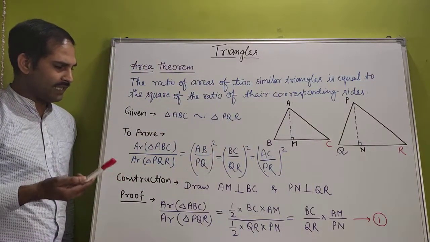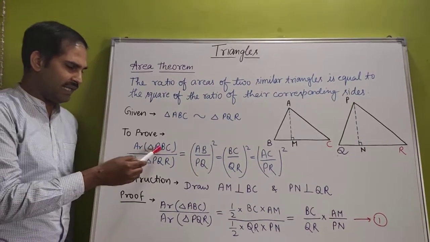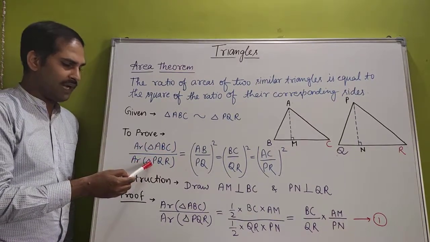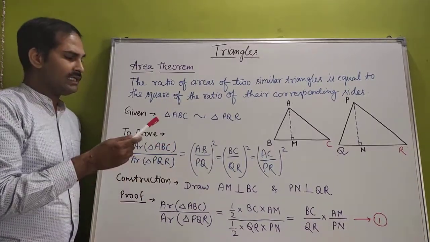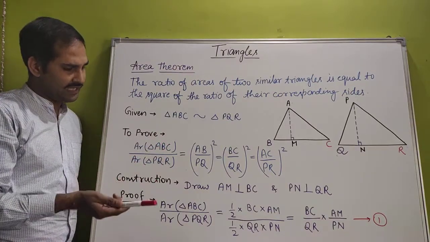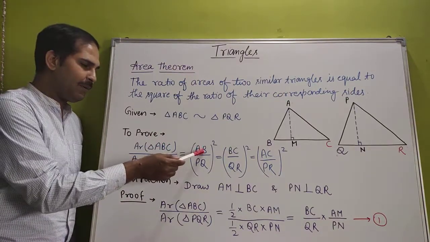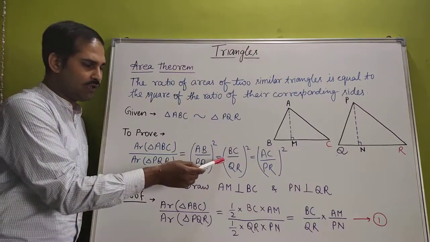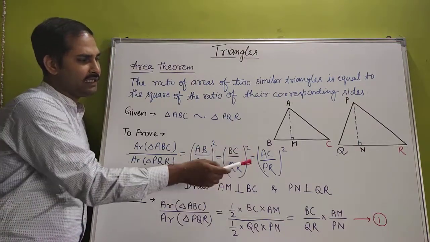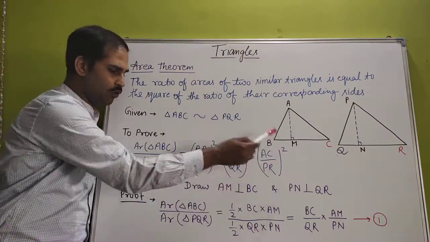the ratio of their areas, that is area of triangle ABC to area of triangle PQR, is equal to the ratio of the squares of their corresponding sides, that is (AB/PQ)² = (BC/QR)² = (AC/PR)².